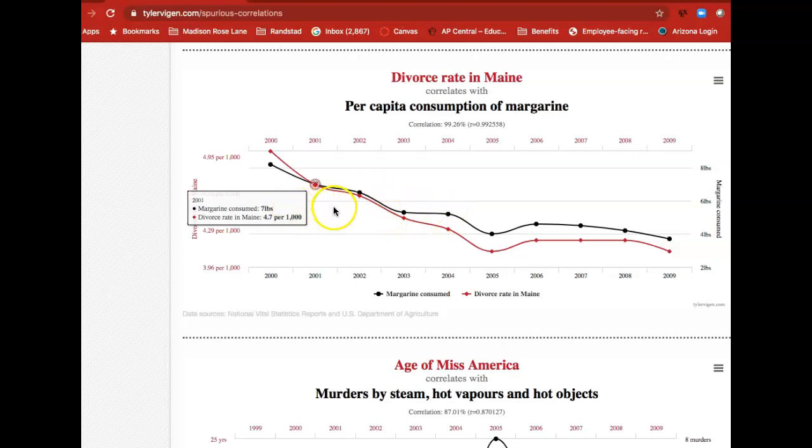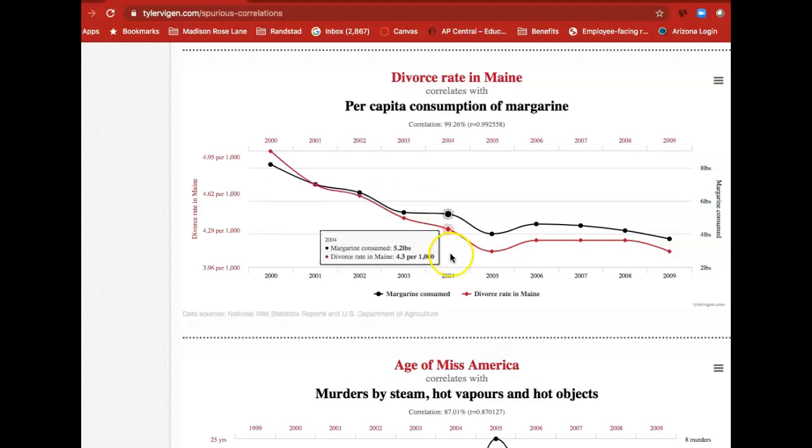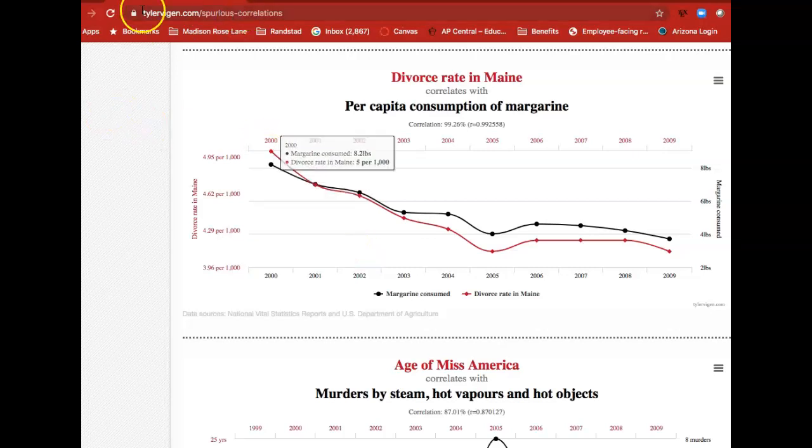Damn. Divorce rate in Maine and per capita consumption of margarine. Again, maybe causal there. Your spouse starts eating too much margarine, or your spouse is eating margarine at all, and you're like, yo, what is this, 1992? Eat butter, weirdo. All right.